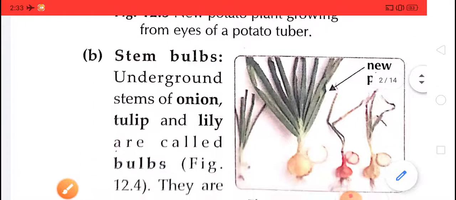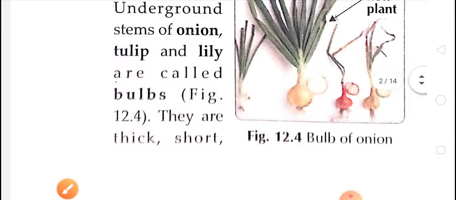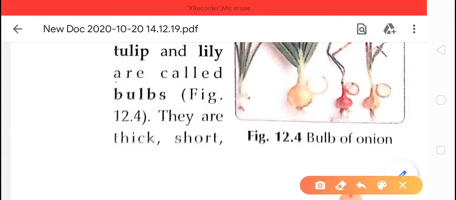Next, children, that is the bulb of the onion. You can see these onion bulbs. From these onion bulbs, the new onion plant can grow. This is vegetative propagation. From parts of the plant, a new plant grows. So we have seen the bulb of the onion and the eye of the potato. From these parts the new plant can grow.